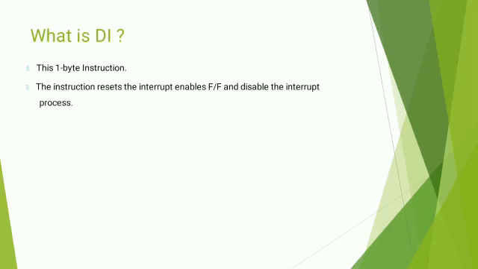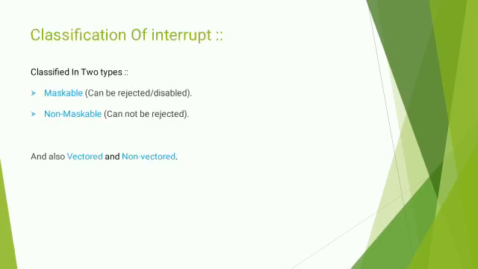Now what is DI? DI is also a 1 byte instruction. The instruction resets the interrupt enable flip-flop and disables the interrupt process. That means this instruction is used to reset the value of the enable flip-flop, hence disabling all the interrupts, and no flags are affected by this instruction.